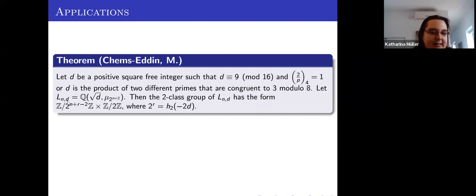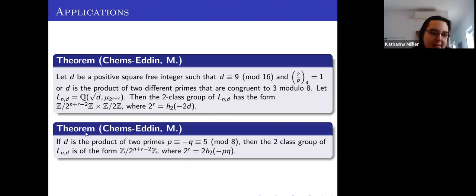Then we define L_{∞,D} to be the field, or it's not biquadratic, it's the Galois group has rank 2, Q adjoin square root of D, and mu_{2^{n+2}}. Then the 2-class group of L_{n,D} has the form Z/2^{n+r-2}Z times Z/2Z, where 2^r is h_2(-2D). So this notation h_2 means the 2-class number of the imaginary quadratic field Q adjoin square root of -2D.